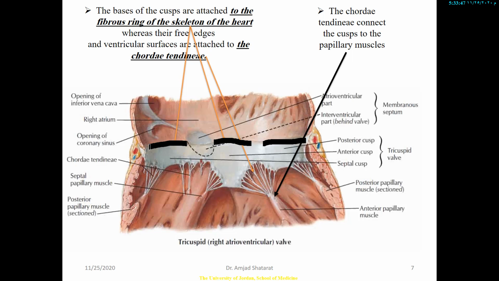So this is very important to understand, that the cusps themselves are attached to the annulus fibrosus, to a fibrous skeleton, not to the myocardium directly. This is not going to take place here. It's rather to the fibrous annulus fibrosus. Now, however, their free edges, as you can see here, are attached to the chorda tendineae, and the chorda tendineae is attached to the papillary muscle.